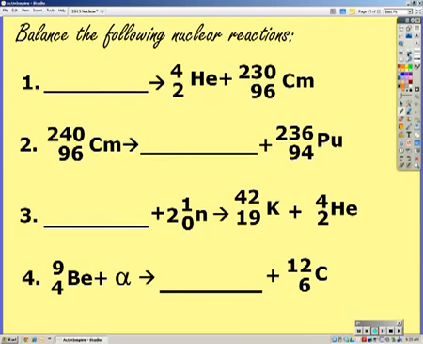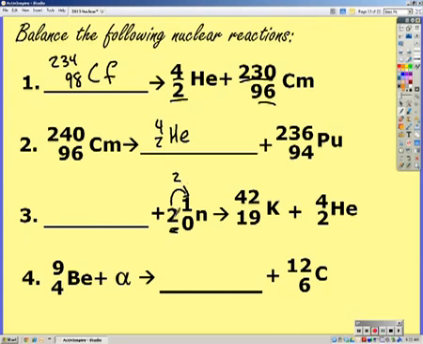So for the first one, we have alpha decay. 230 plus 4 should give you 234. And on the bottom, 96 plus 2 should give you 98. 98 is Cf for californium. 236 plus 4 gives you 240, and 94 plus 2 gives you 96. So that's helium. So alpha was given off in number 2.